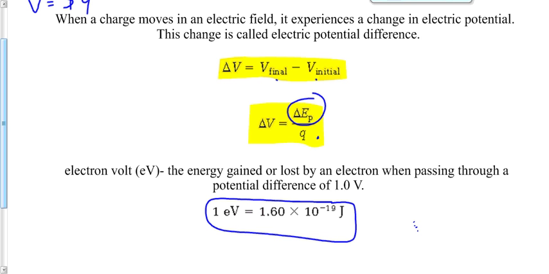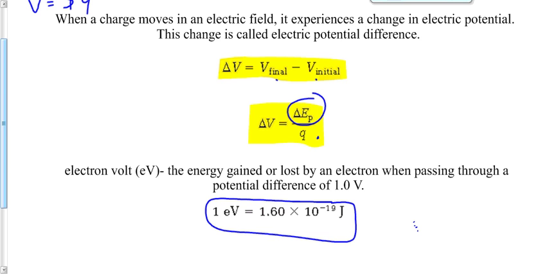It's not a coincidence that that's the same as the charge of an electron. But remember, we're not dealing with charge here. This is energy. The energy, 1 electron volt, is the same number as the charge of an electron, but it's measured in joules.